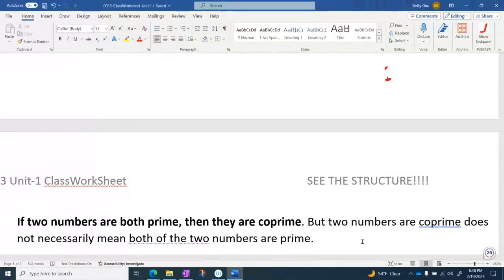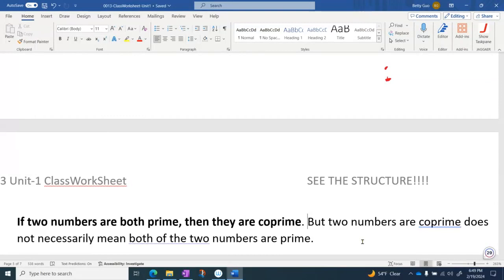However, if two numbers are coprime, we don't know. We cannot say they are both prime. You see the difference. Two numbers are coprime, two numbers are both prime. They are two different things, right? If two numbers are both prime numbers, they are definitely coprime. But the other direction is not true.